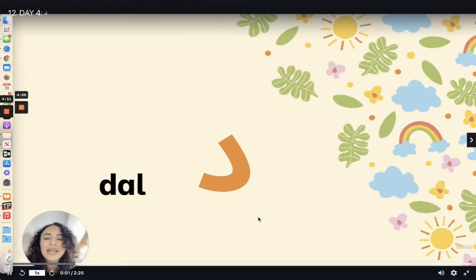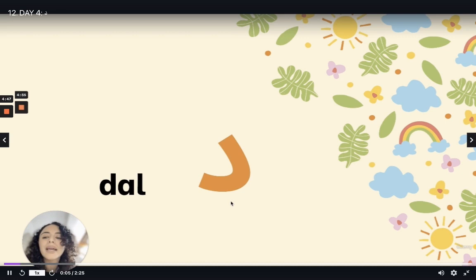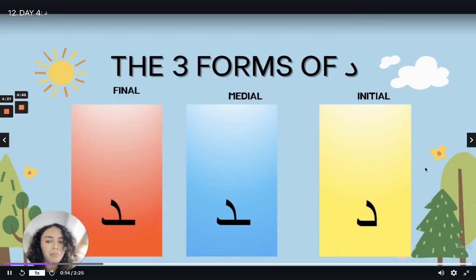Our next letter is dal. Da, da, dal. Daisy, dal. There are three forms of dal.